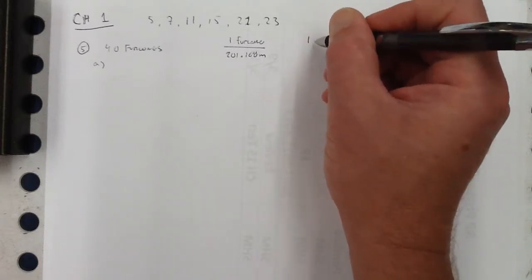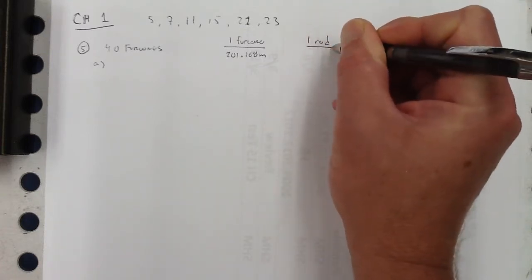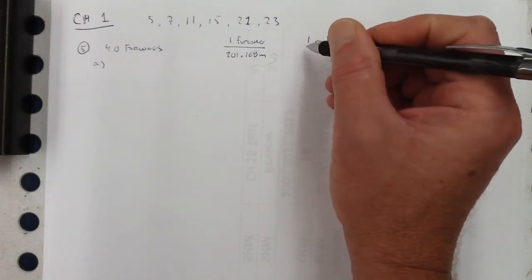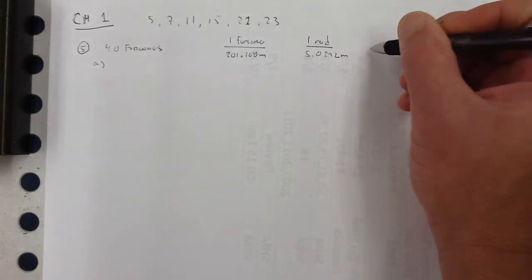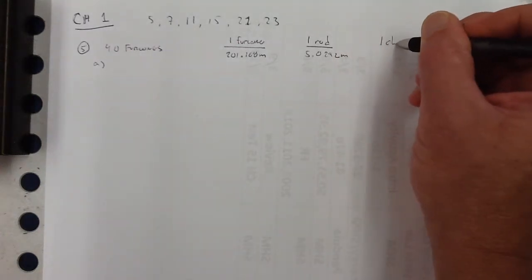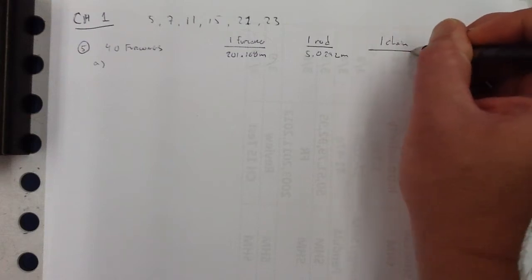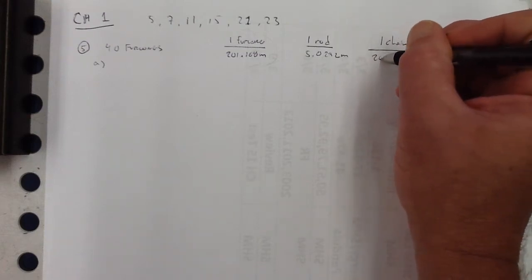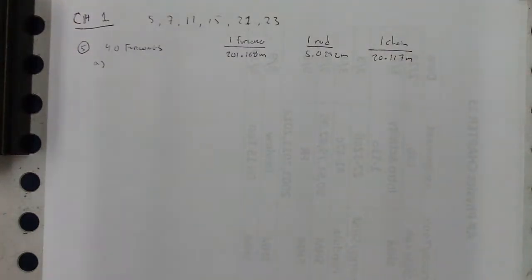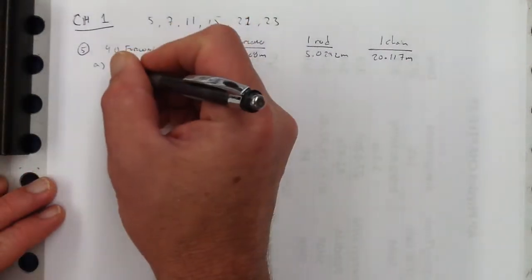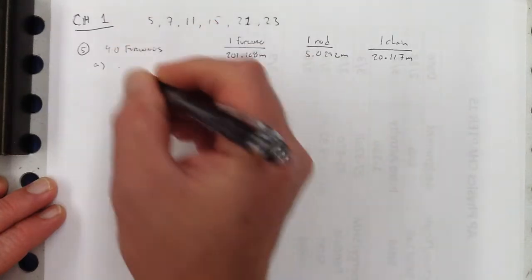And also 1 rod is equal to 5.0292 meters, and 1 chain is equal to about 20 meters. So each one of these you can think of as like a fraction that's equal to 1. And of course you can multiply anything by 1 and leave it intact. So we would like to know what 4 furlongs is in part A. We want to convert that to rods.